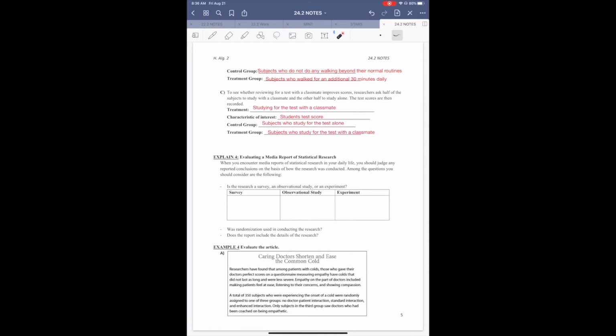All right, so for treatment, we are looking at those who study for the test with a classmate, or studying for a test with a classmate. The characteristic of interest would be the students' test scores. We are checking to see if studying with a classmate will improve those test scores. The control group is those who study alone, and the treatment group would be those who study with a classmate.